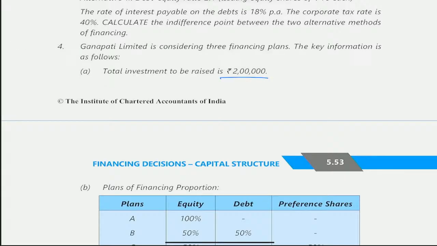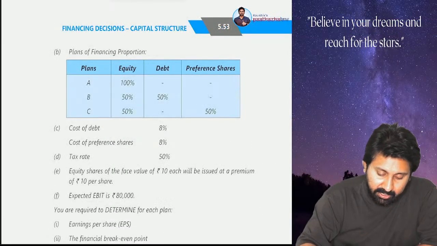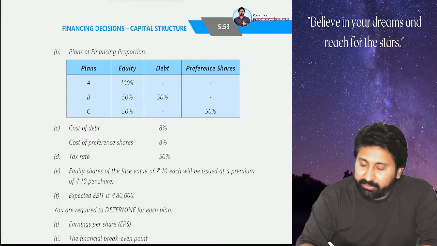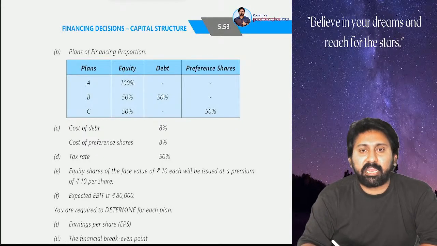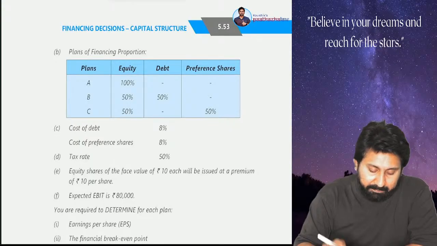First point, total investment is 2 lakh. Financing proportions are given. First financing proportion is equity. Second is equity and debt. Third is equity and preference. In all these, one thing is common: equity is there everywhere. Without owner's fund, projects cannot be started in any company. One is equity and debt, another is equity and preference.